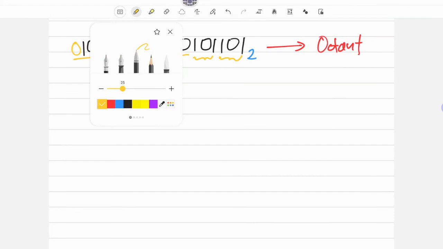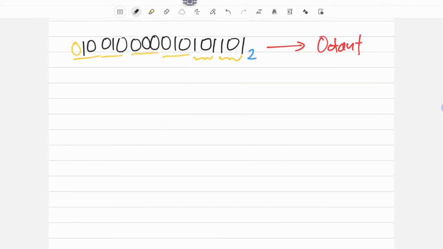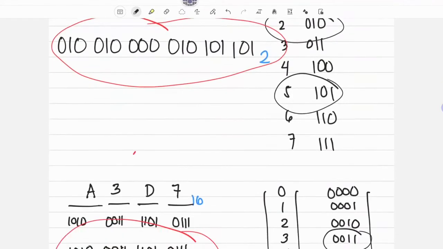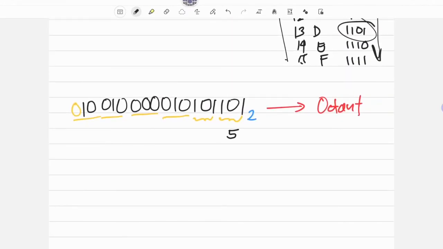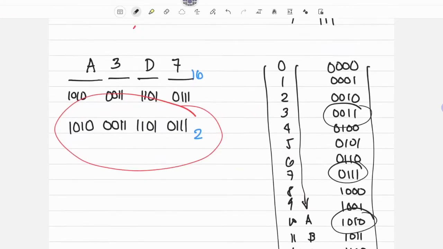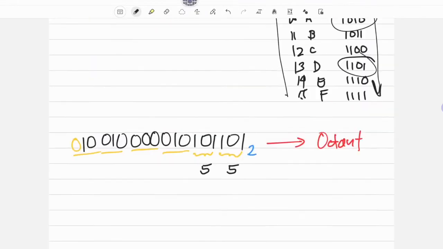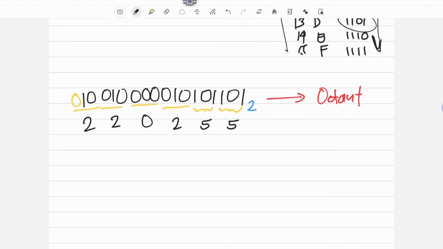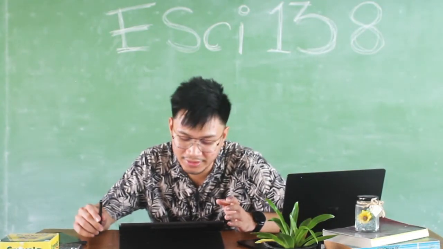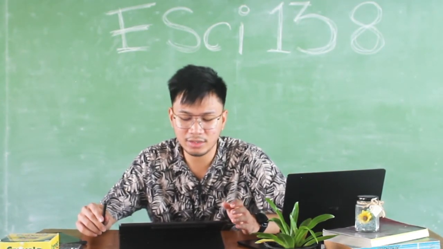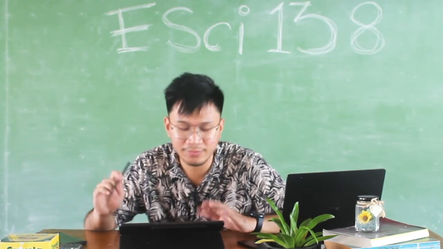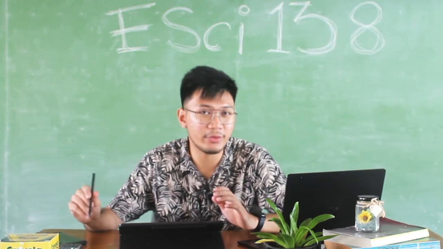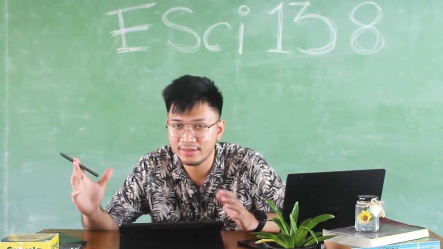Okay? And unsa man tong 101? Tanaw pa ta sa babaw. 101 is 5. 101 is 5. 010 is 2. 2, this is 0, this is 2, and this is 2. So therefore, this is 220255. And that is again your base 8. So this is how you are gonna convert a binary into an octal. Ganto lang kasi yun, mag-group ka by 3 from the right, and then tanaw nimo ang equivalent nga value, then there you have it.